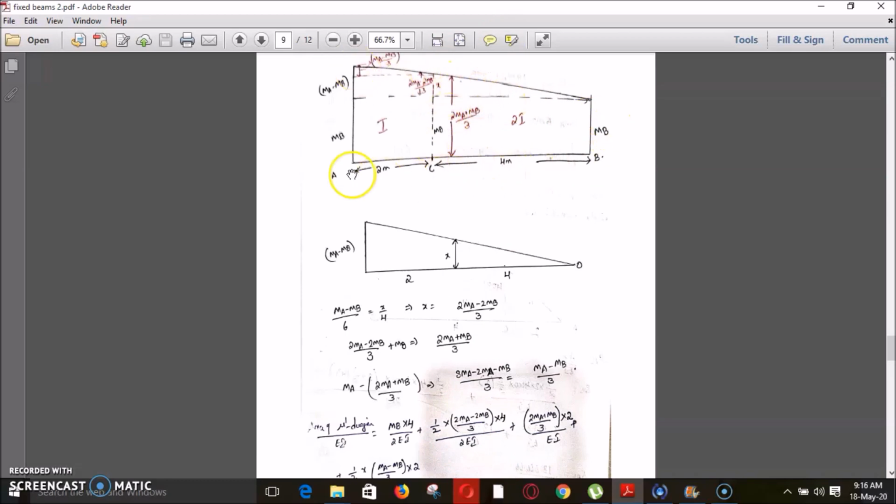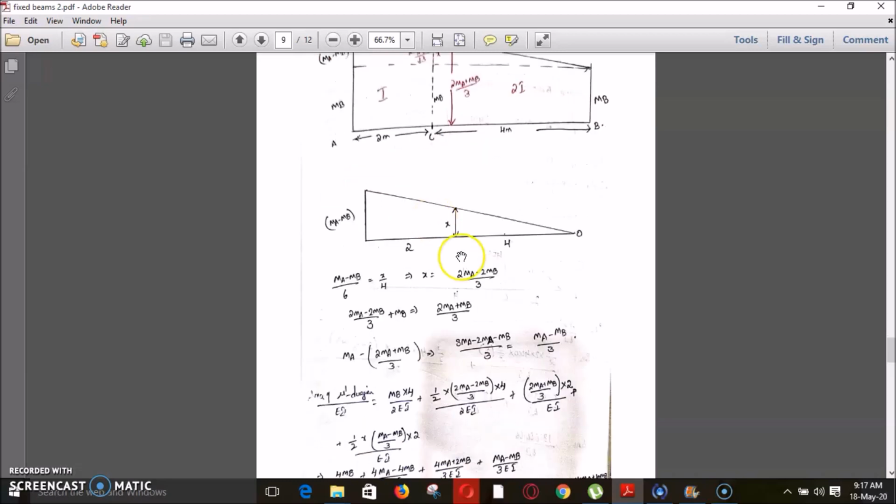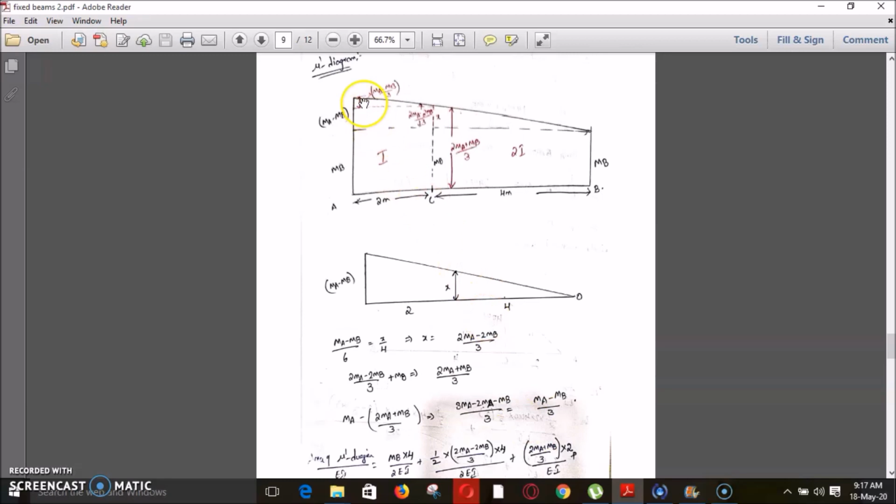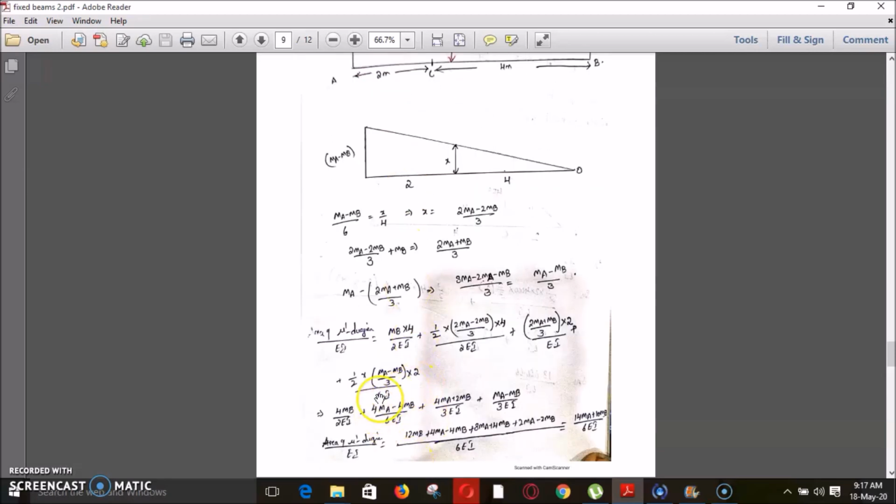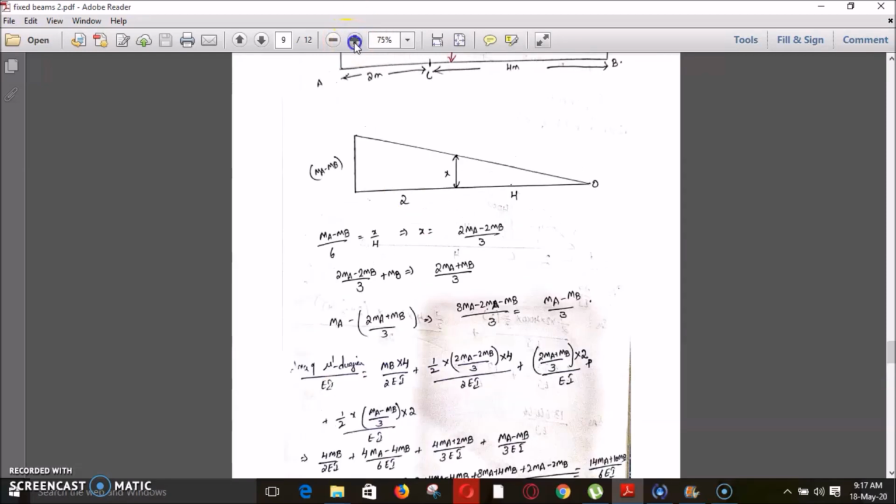And coming to this section, for this rectangular part, this is the length and this is the breadth, that is 2MA plus MB by 3 into 2 is the area divided by EI. Coming to this triangular part, it will be half, base is 2 and height is MA minus MB by 3 divided by EI. So this is area of mu dash diagram by EI value.